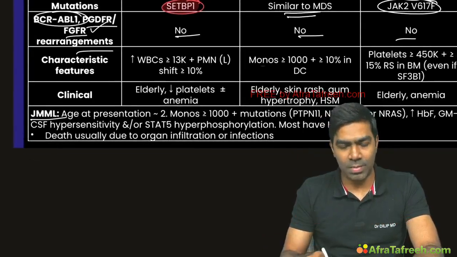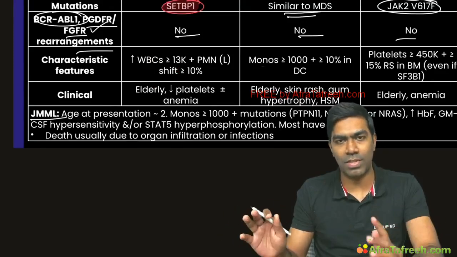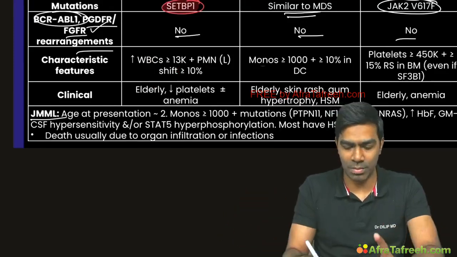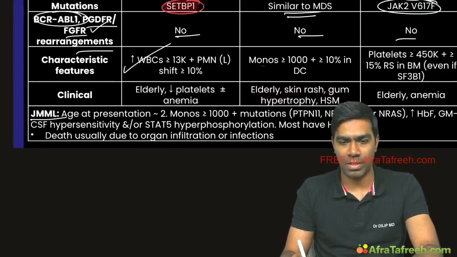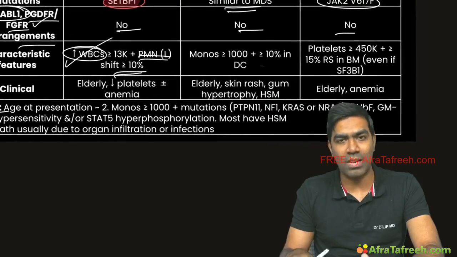And as the name implies, atypical CML is going to look like CML. Of course, they are going to have dysplastic features without any BCR-ABL fusion, but the picture is going to be similar to that of CML. So they're going to have leukocytosis with prominent neutrophilic left shift.